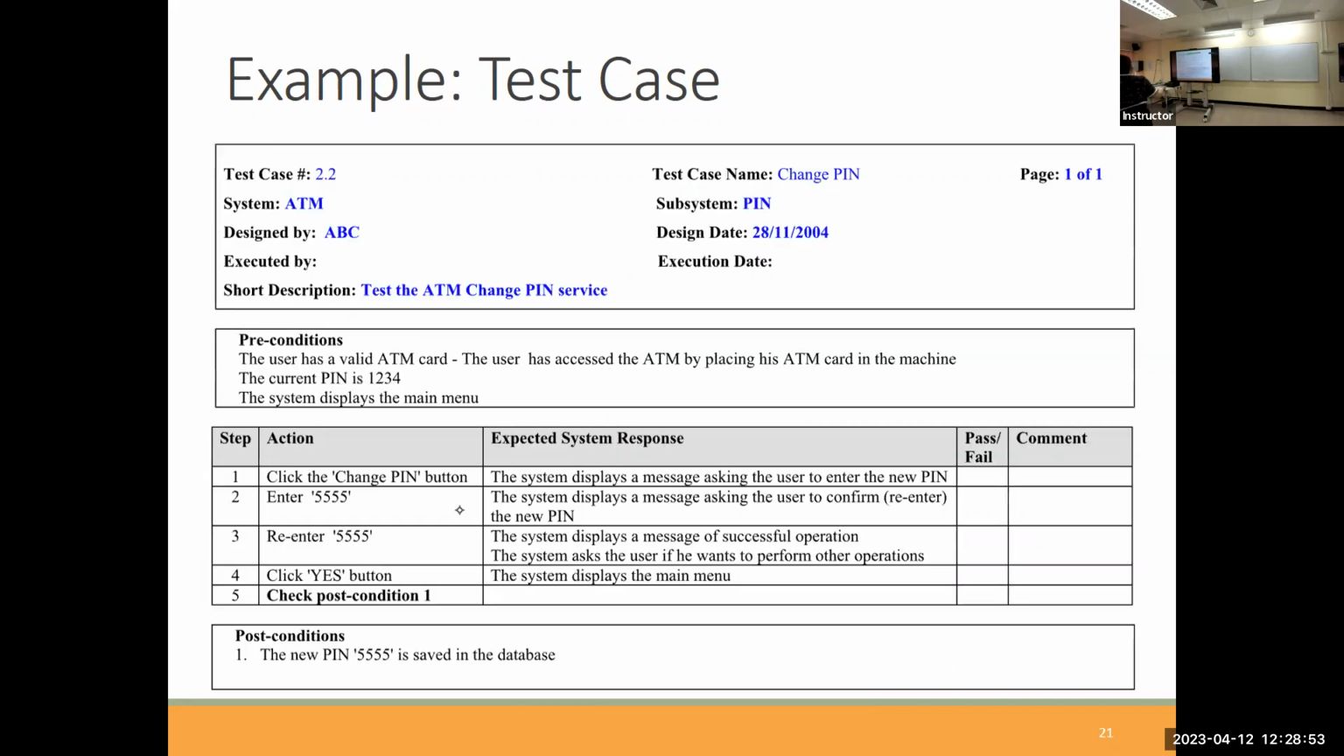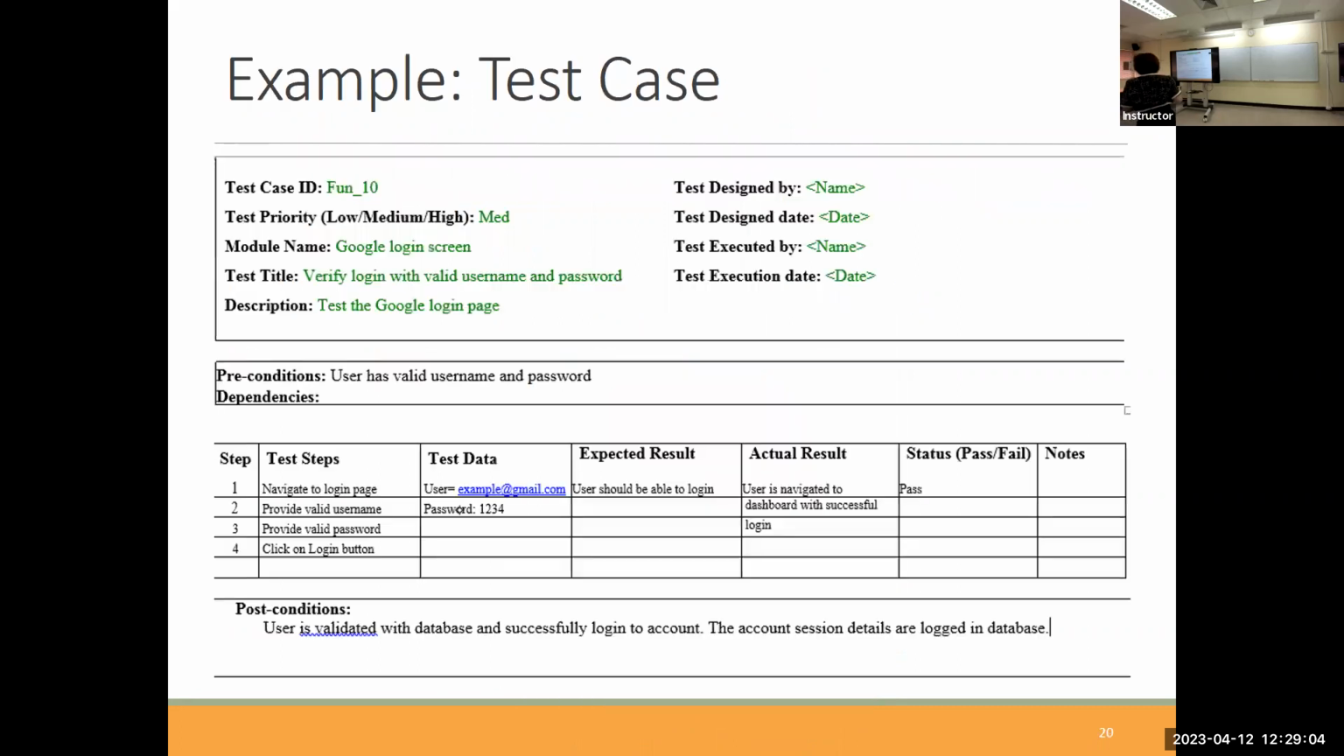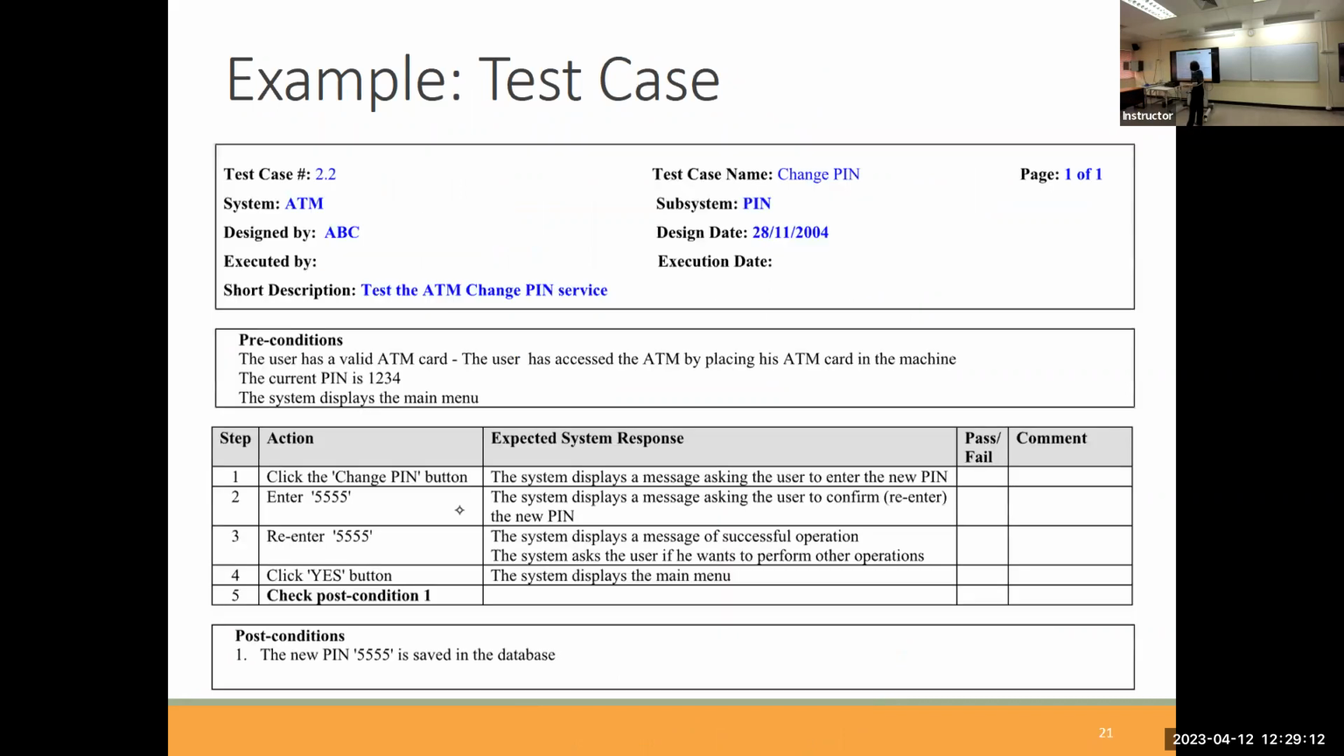And for critical system use, maybe when a million users try to log in at the same time, what will happen? Or when the user database fails or something, what will happen? And this is about the ATM change in service. So there are steps, right? Expected system response, pass or fail, and so on. Whether you made it correct, wrong, and so on. These are defined by many cases, several cases to cover possible scenarios.